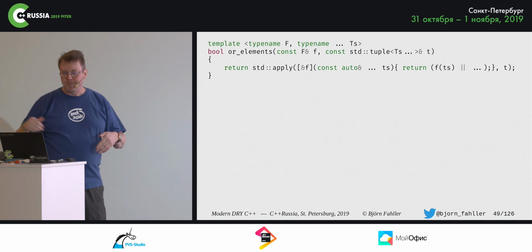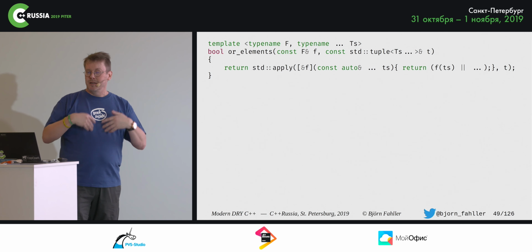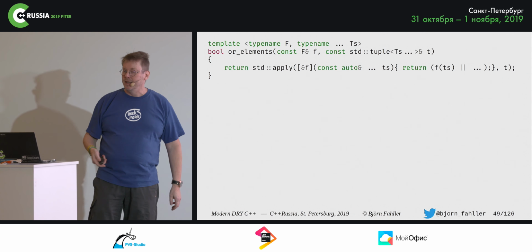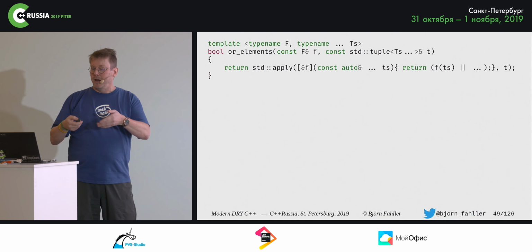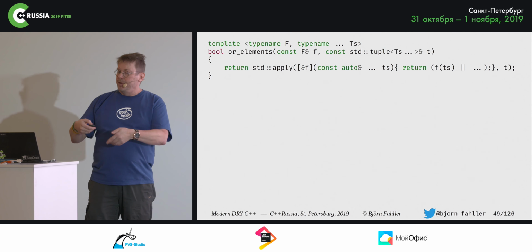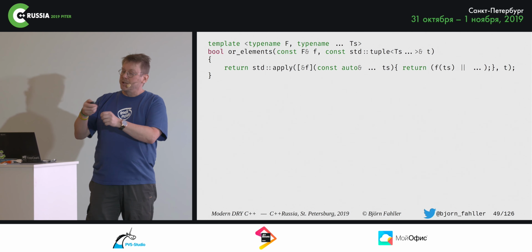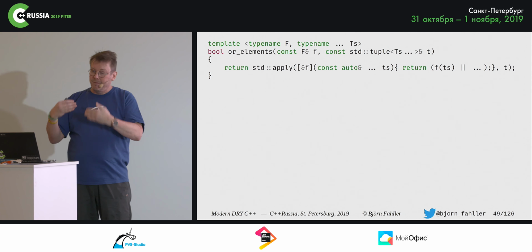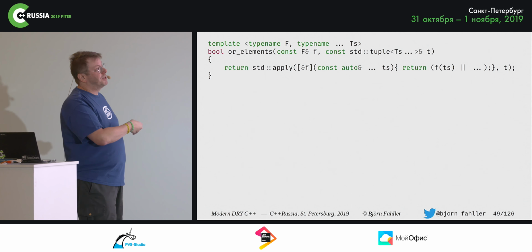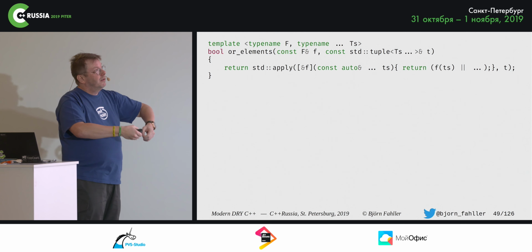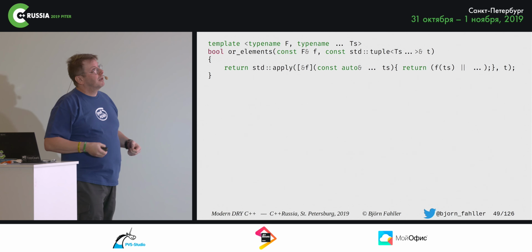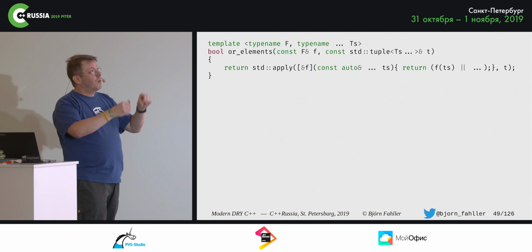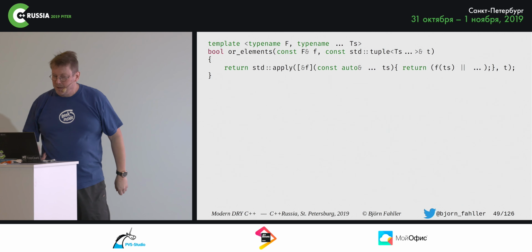So this function or element, so that it just takes something callable f and a tuple. And it does to apply on a lambda that calls this function for every value in the tuple ORed with each other. So we have this fold expression that you've seen before, but we have lifted the level of abstraction so that I can generalize and say, or these expressions with each other, these functions.